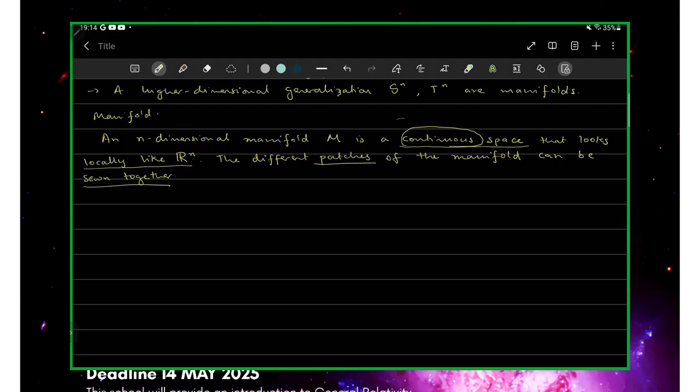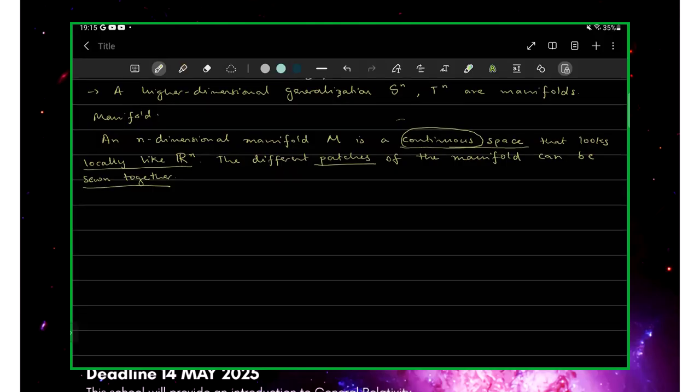So, from a general point of view, continuous just means that you can draw this particular space without any holes, right? Essentially, it means that this space is defined at all points. So therefore, a manifold has to be smooth. What that means is it has to have all points to be differentiable. That means there are no holes in that particular manifold, number one. Number two is that it looks locally like Rn.